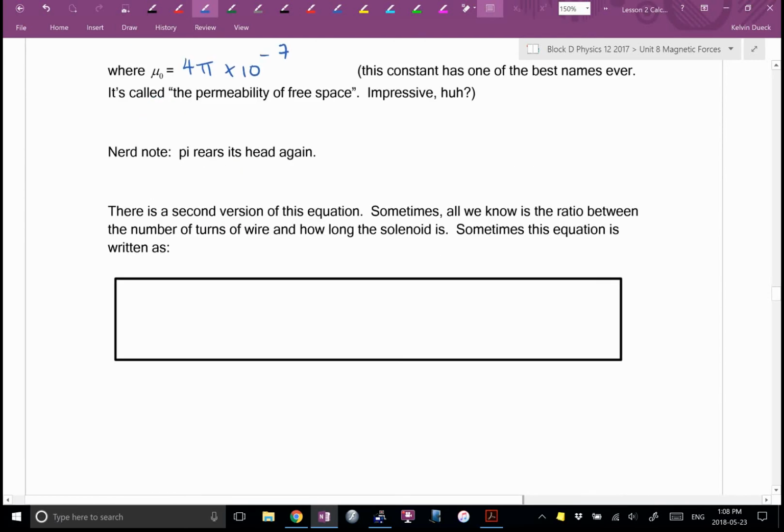Oh, there's a second version of this equation. Sometimes instead of telling you the total number of turns and the total length of wire, they give it to you as a ratio for turns per meter. And so the second version of this equation is mu naught lowercase n times I. Hopefully I got those right. I'm going from memory.